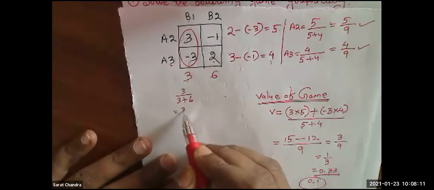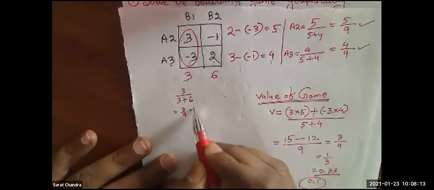It will be equal to 3 by 9, which is equal to 1 by 3. Similarly, probability of selecting B2 is 6 divided by 6 plus 3. So it will be 6 by 9 or 2 by 3. Okay, so in this manner, you can calculate the value of the game and also calculate the corresponding probability of selecting different strategy.